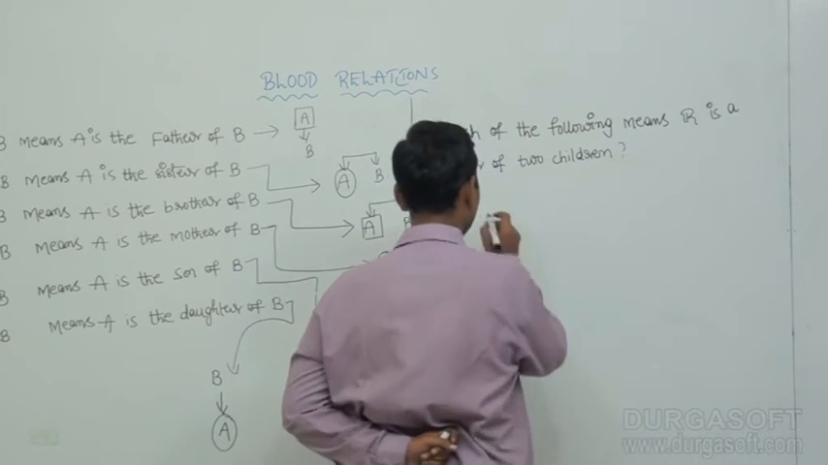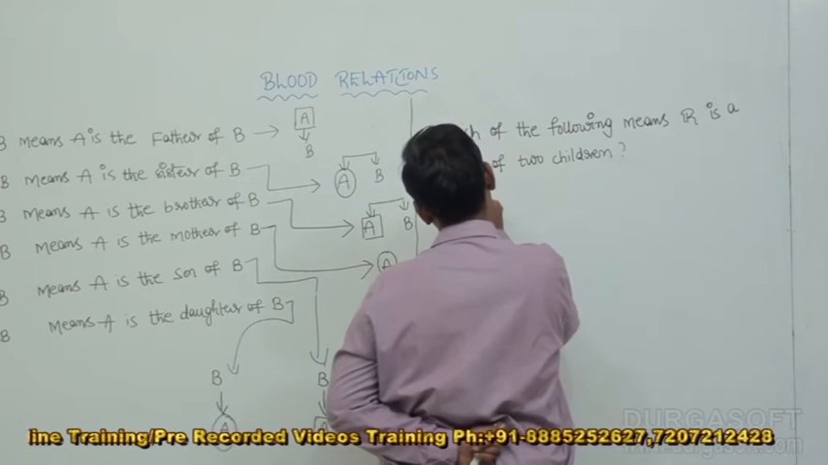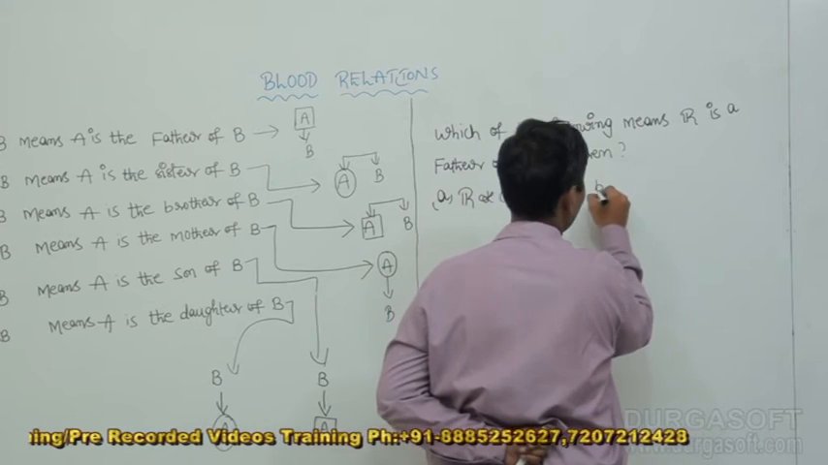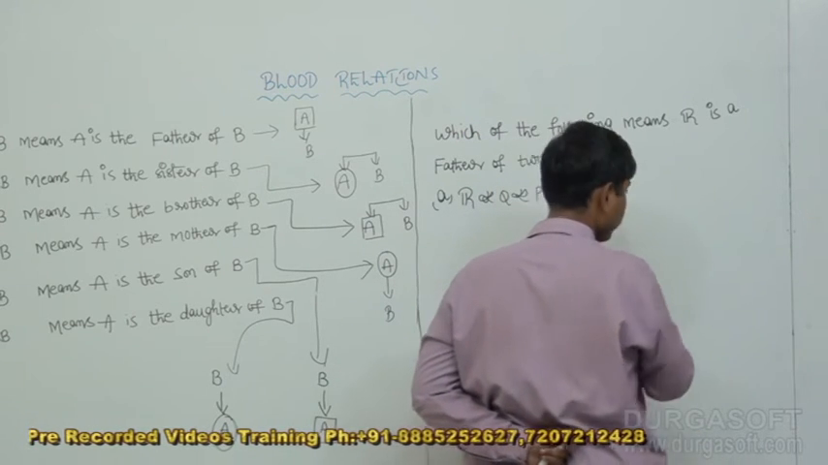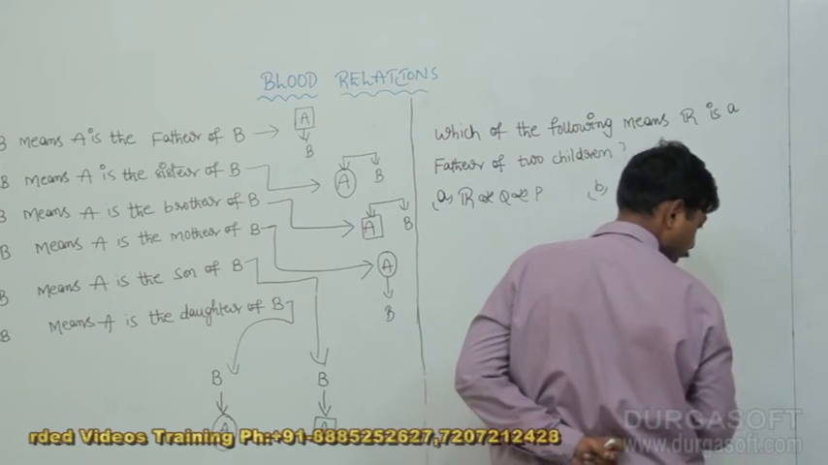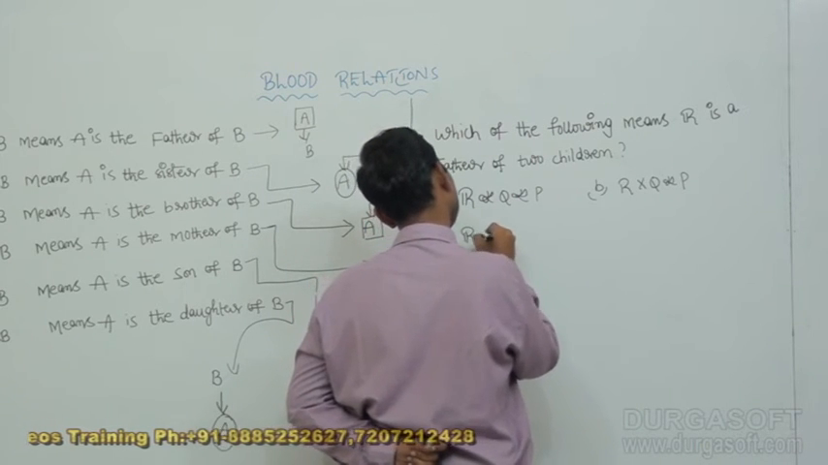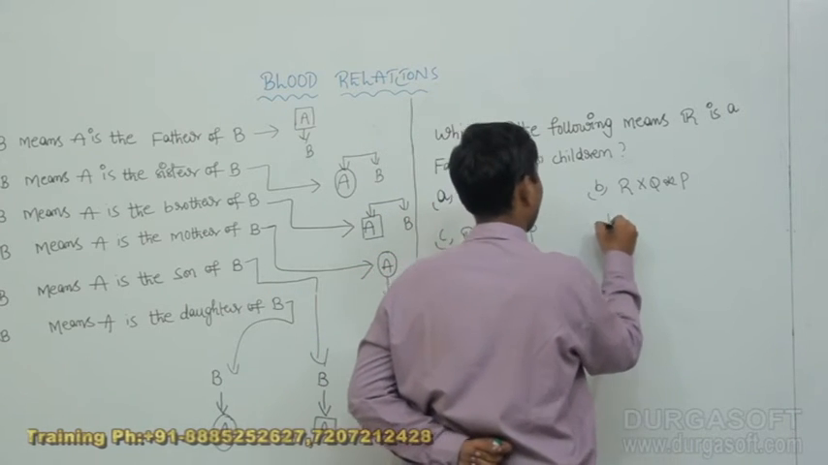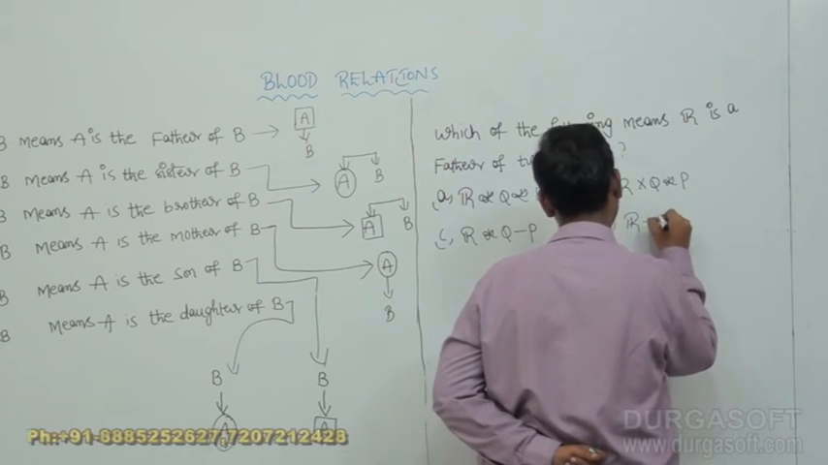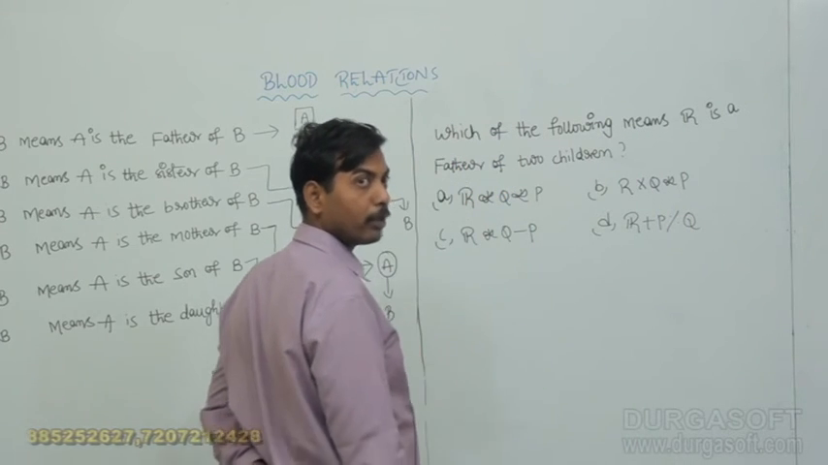Start with option number 1, that is R star Q star P. Next, R cross Q star P. Next, R star Q minus P. Next, R plus P divided by Q. Let us put attention on option number 1.